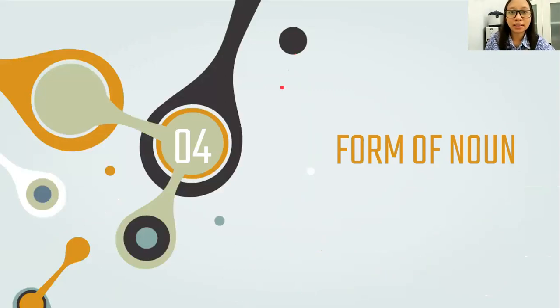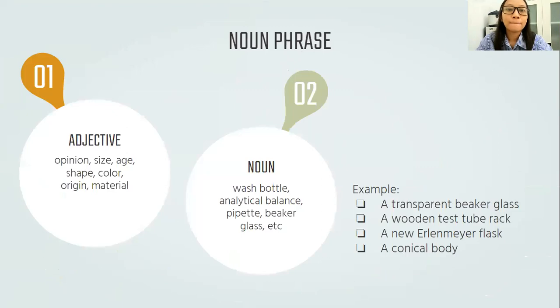And the next point is how to form a noun. Nah, it is a beaker glass. Itu noun. But if we want to add an adjective, susunannya adalah adjective dulu, baru noun-nya. For example, adjective-nya kan tadi ada opinion, size, age, shape, color, origin, and material. Noun-nya ada banyak laboratory equipment-nya. For example, beaker glass yang transparan. A transparent beaker glass. Bukan a beaker glass transparent, ya.